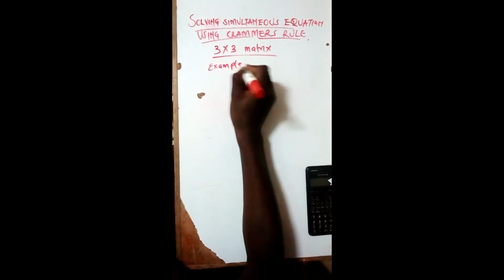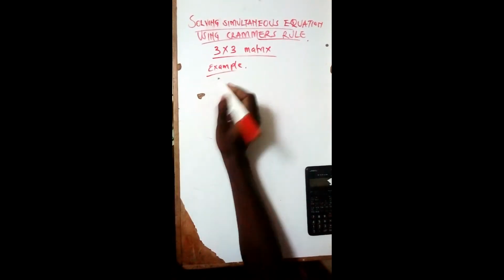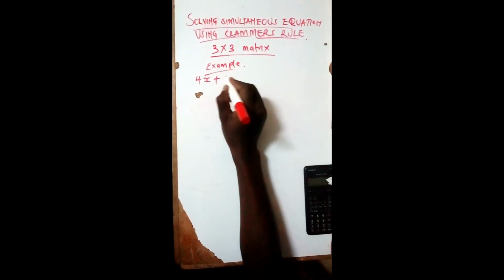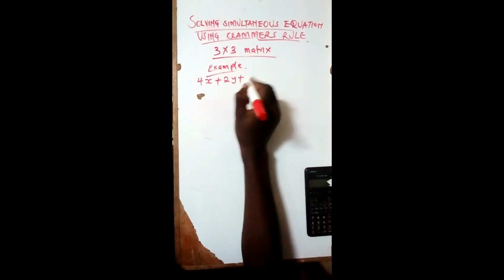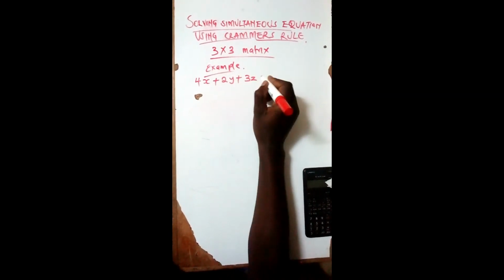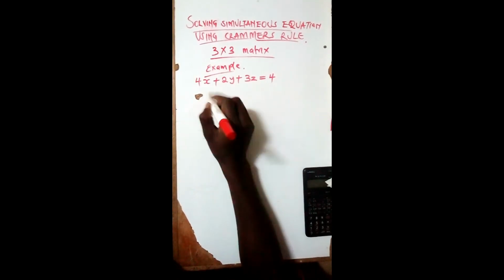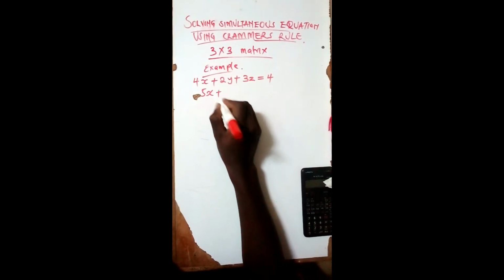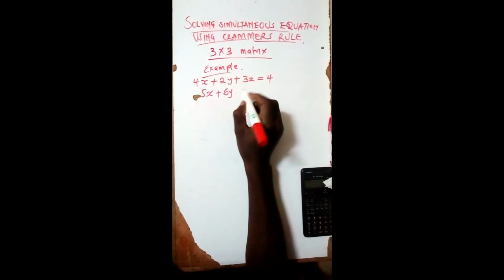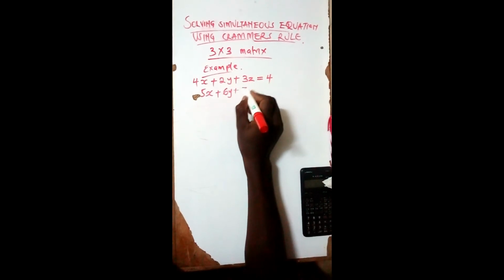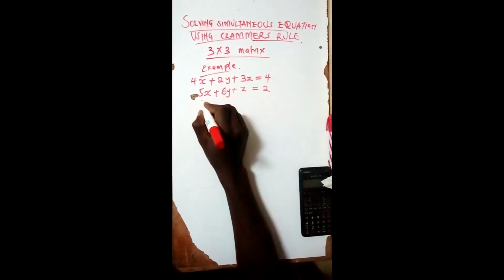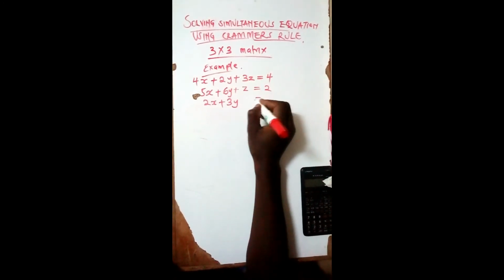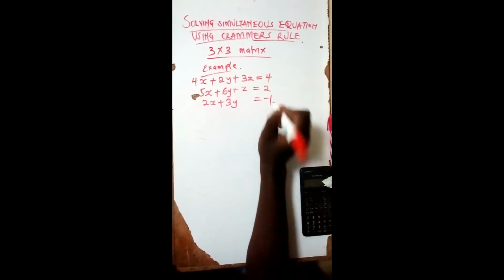Example. Equation 1 is x plus 2y plus 3z, which is equivalent to 4. Then equation 2 is 5x plus 6y plus z, which is equivalent to 2. Then equation 3 is 2x plus 3y, which is equivalent to -1.